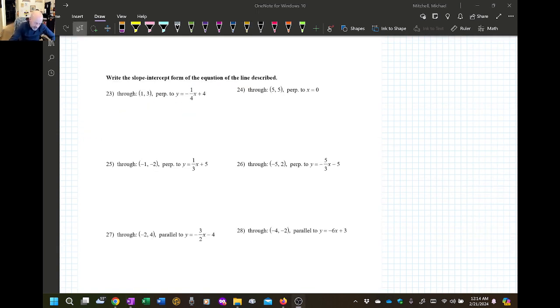23 to 28. So we got some differences here. Perpendicular, perpendicular on a few of these. Parallel on a couple of them. So we don't have our slope yet. We got to figure out the slope we're going to use. We do have a point. We don't know the y-intercept, at least on most of these, doesn't look like we know the y-intercept.